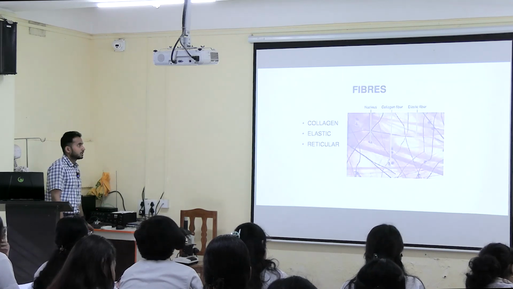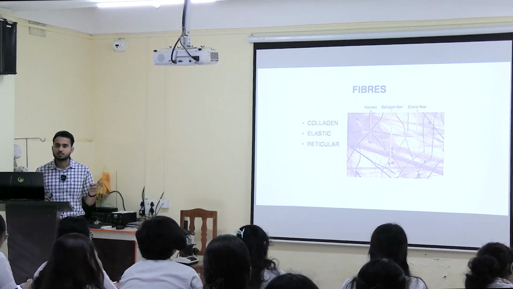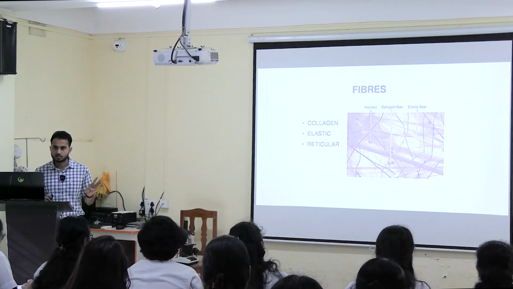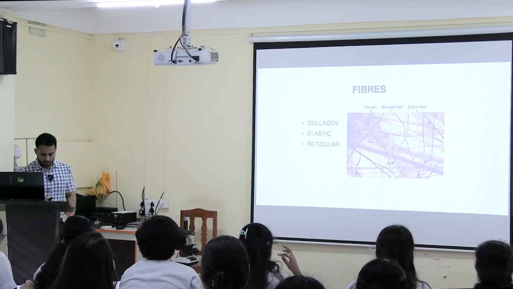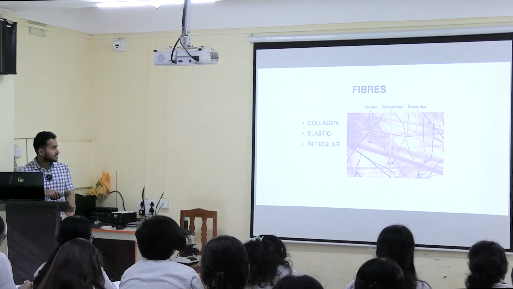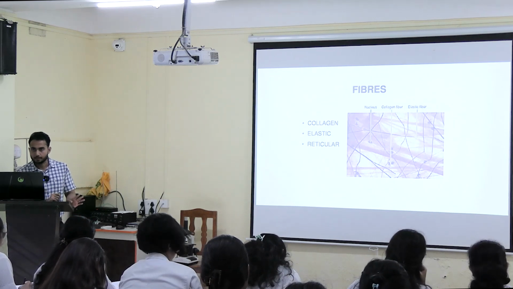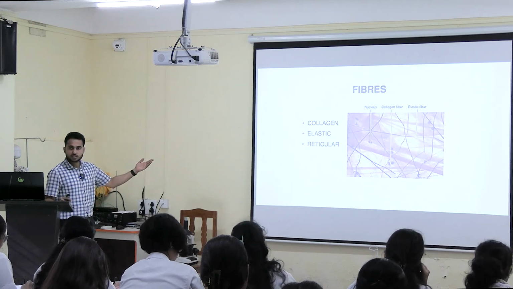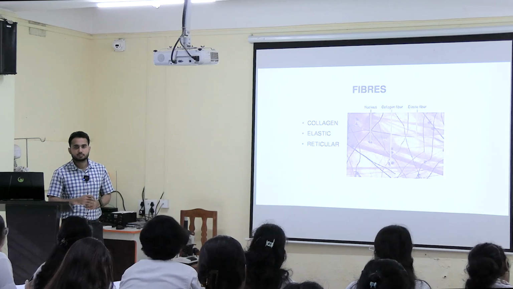Next, so 3 components are there. The first component was cells, the second component fibers, and then ground substance. So how many types of fibers are there? Again, 3 types of fibers: collagen fibers, elastic fibers and reticular fibers. These are the 3 different types of fibers. Now, before we start with the collagen fibers, have you ever seen an electron microscope image?